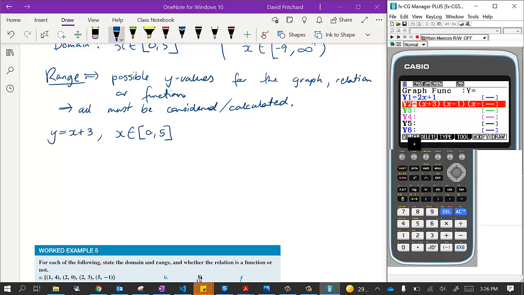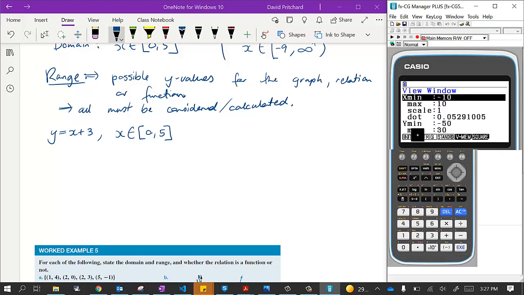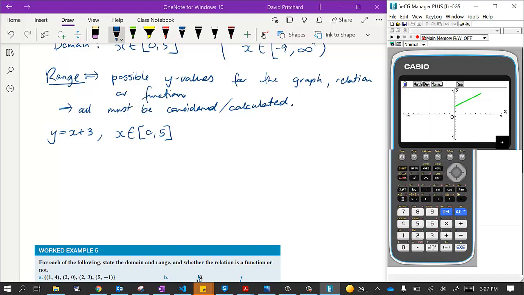So we'll turn this one off. We'll deselect it. We've got x plus 3, and we'll go comma. We can put in a square bracket, and we want to go between 0 and 5, and we can put in another square bracket, put that in, and we can sketch it. We'll just view window, change it back to standard. Look, there it is. So we can already see straight away that the domain, the x values only go between 0 and 5, so that follows what we want.